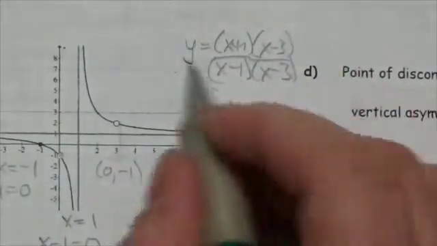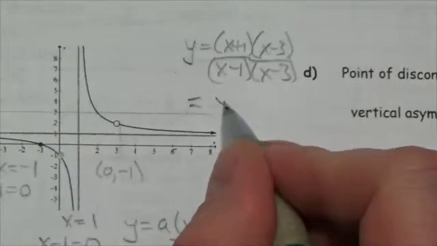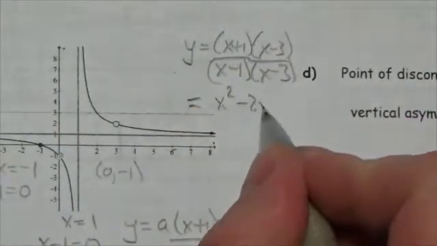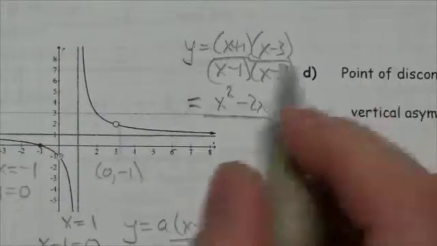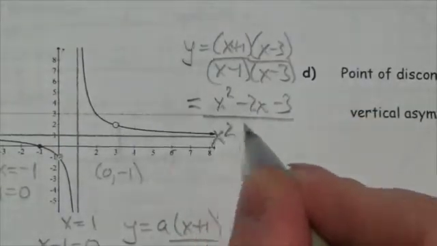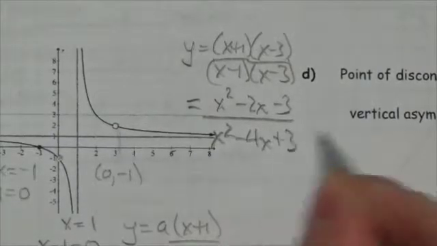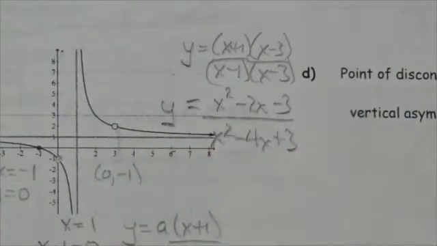Now, what we might want to do is expand this out just because it, I don't know, looks kind of cool that way. So negative 3 plus 1, negative 2x minus 3. And this is going to give me x squared, what's that going to be? Negative 4x plus 3. There you go.